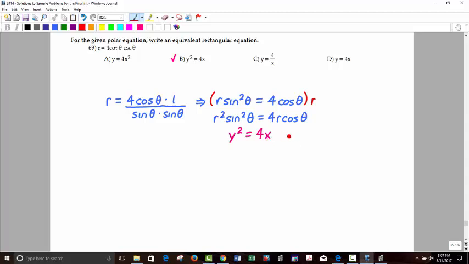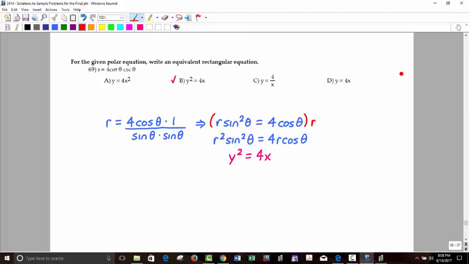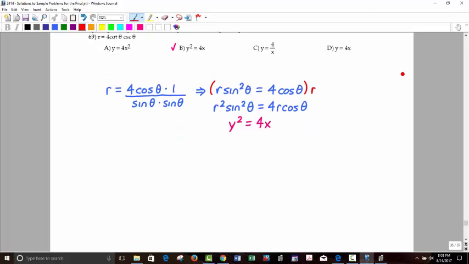Oftentimes I'll see students make the mistake of just changing cosine theta over to x, or same thing with sine theta over to y. But you got to have that r with it. So in this case, it takes r cos theta. It takes all of that to make that x right there. And there you go. So the equivalent rectangular equation would be y squared equals 4x.